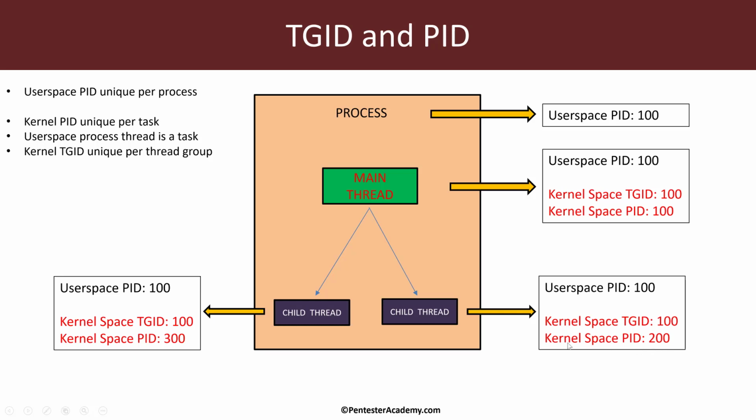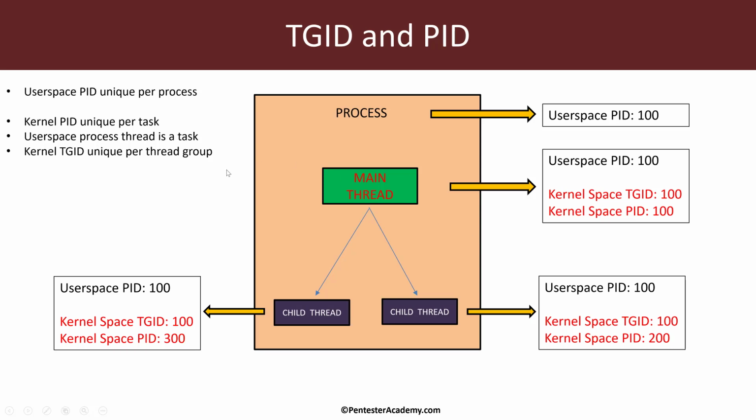So let's say the PID for this child thread is 200, while this child thread could be 300 as an example. Now this is important to note, and a lot of times you may end up confusing the user space PID with the kernel space PID, right? Now there are further complications possible with something called namespaces, but we will leave it out for now.